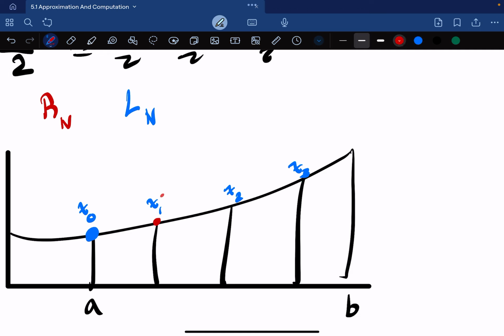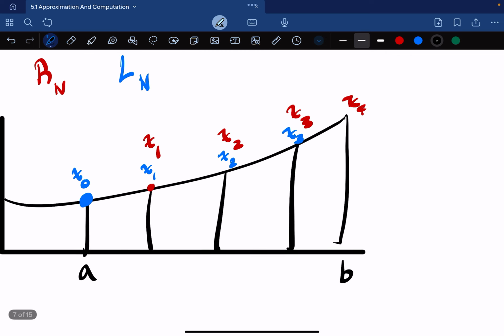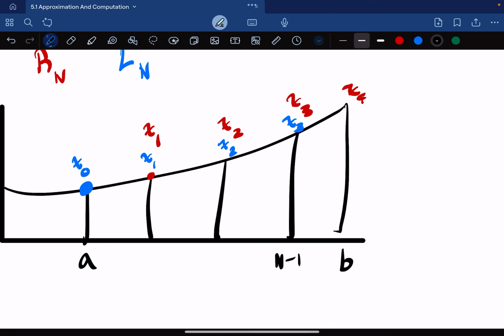Now, this is where right endpoints are going to be very similar. So right endpoints, they will overlap with the left endpoints. It's just that the starting and ending are different. So as you can see, for our left endpoints, our very first one is at A, and our very last one is at B minus 1, or otherwise known as N minus 1.